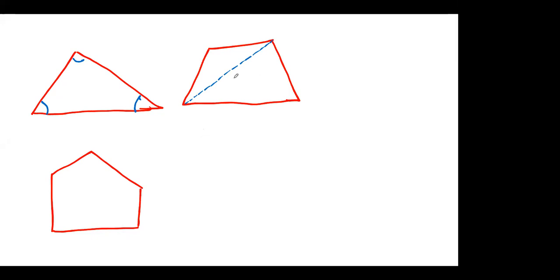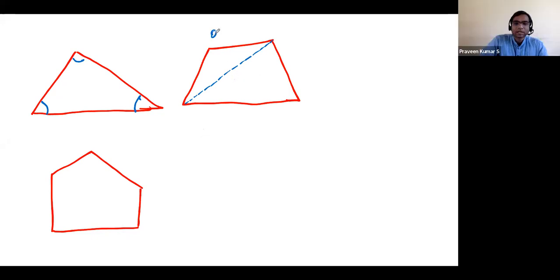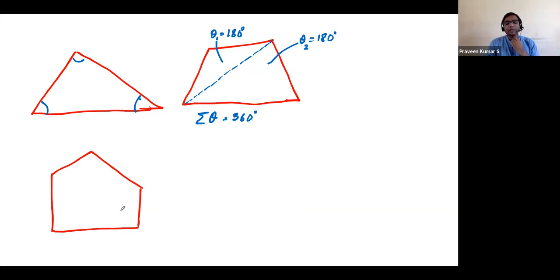Yes, sir. So here, the sum of angles in the first triangle will be 180, and then there is a second triangle here. The sum of angles is 180. So together, let me say the sum of angles, all the angles together will be equal to 360 degrees. Right? When you have a pentagon, what will you do now?